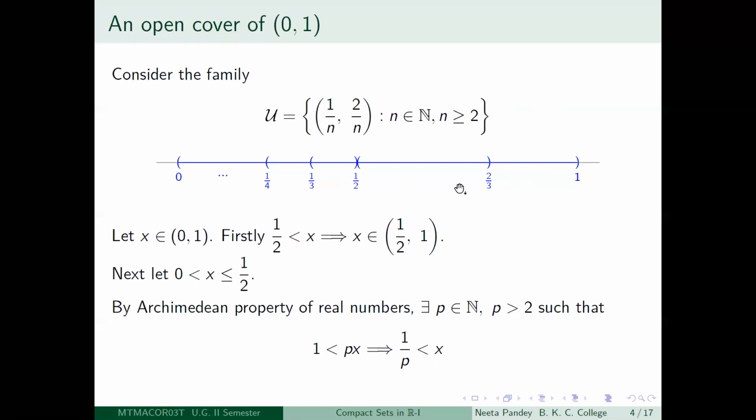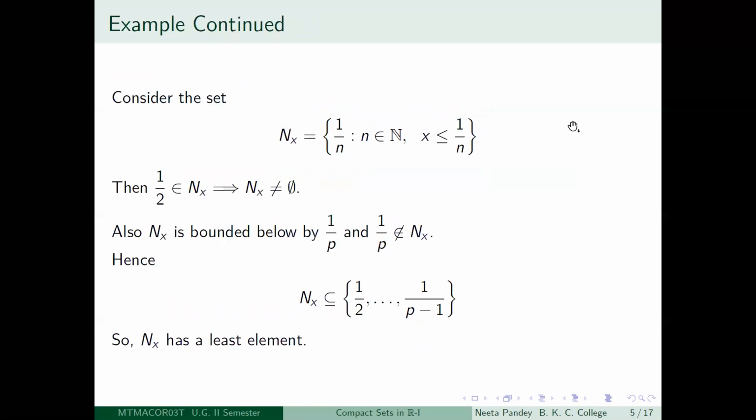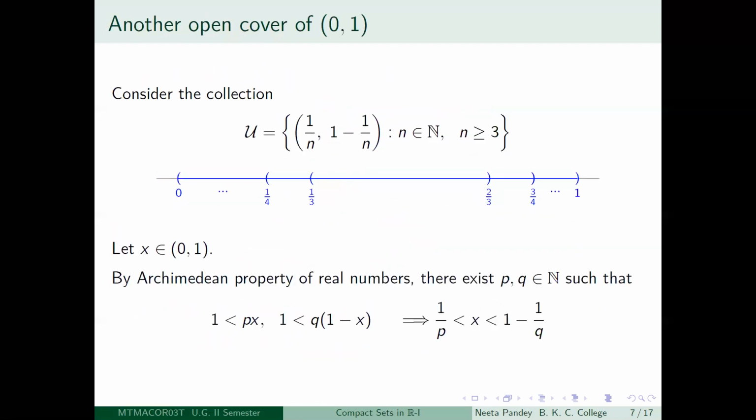A very trivial question could be: why did we start with n greater than or equal to 2? Because if n was 1, then it would have been the open interval 1 to 2, and that is redundant. Why take the open interval 1 to 2? We want to cover the open interval 0 to 1. So why take something which is disjoint from open interval 0 to 1? So that is why we have left it out. Okay, I hope I have been able to explain this.